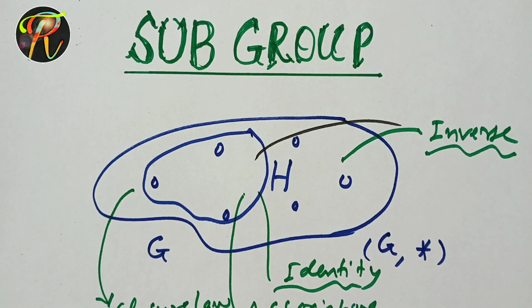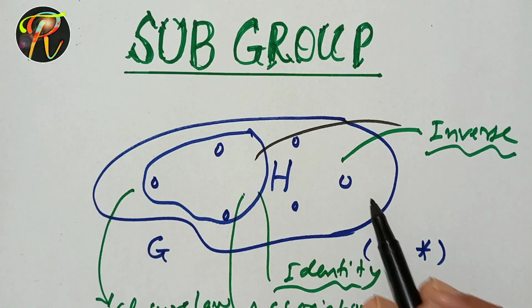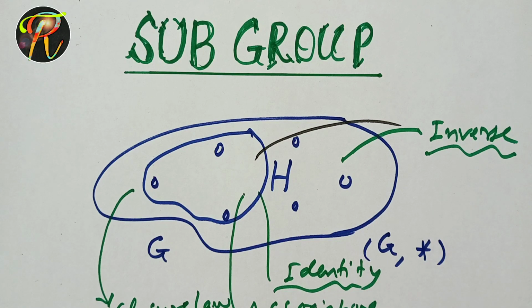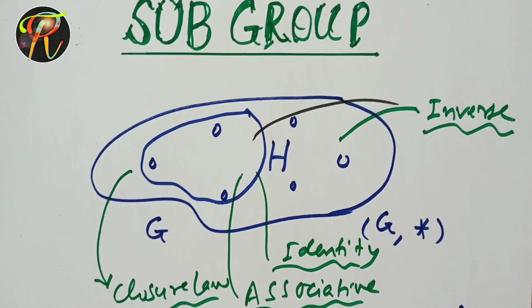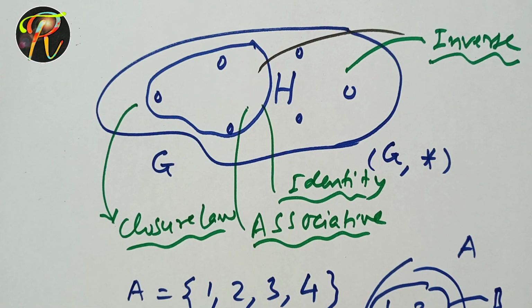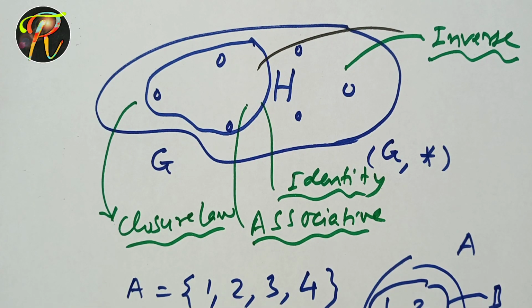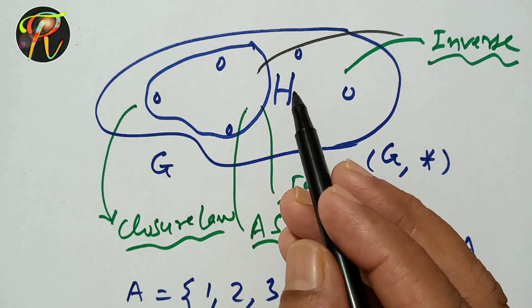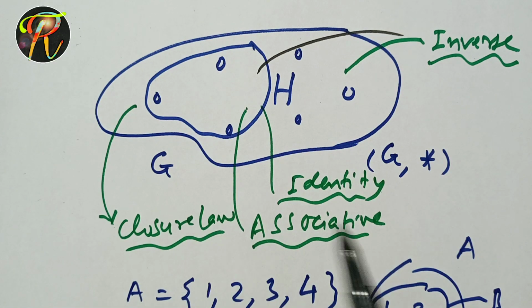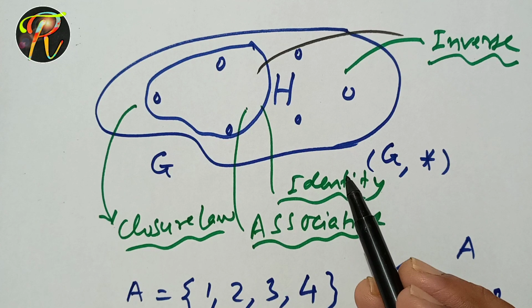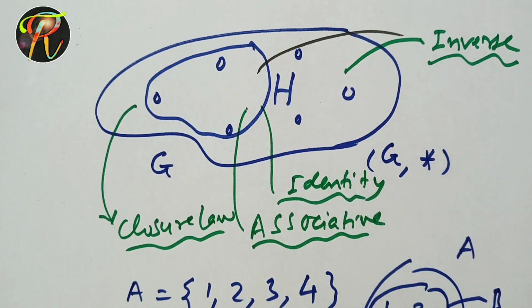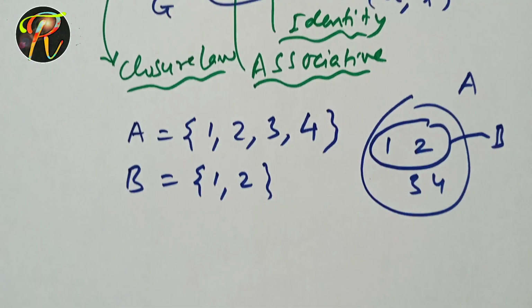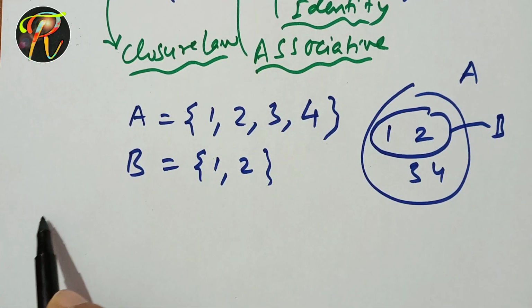So what is the definition of subgroup? If G is a group and H is a non-empty subset of G, and H is itself a group, then we say that H is a subgroup of G. The concept of subgroup is very easy. It is itself a group. It means H satisfies closure property, associative property, identity property, and inverse property. So what is the definition? The definition is very easy.